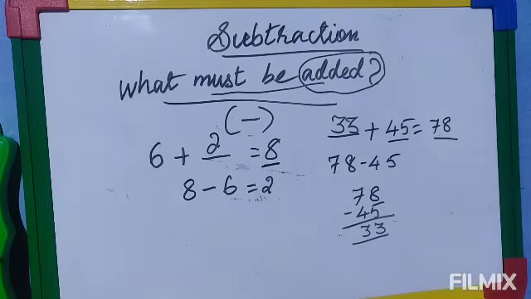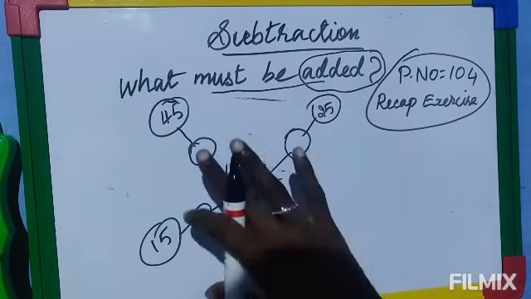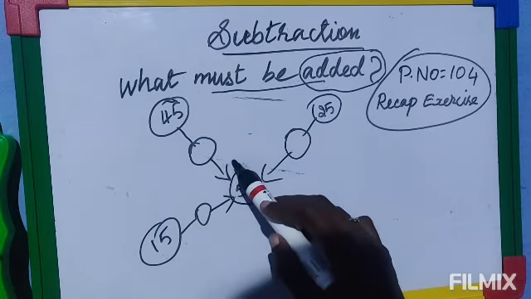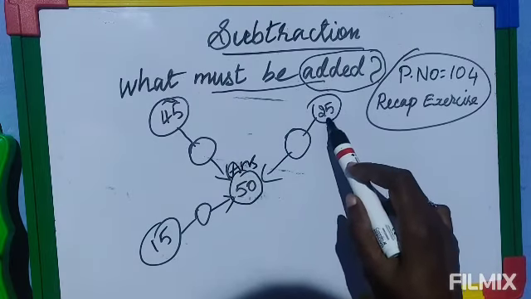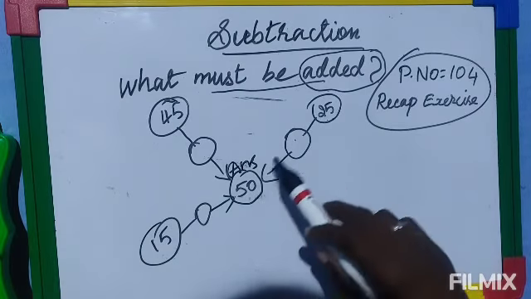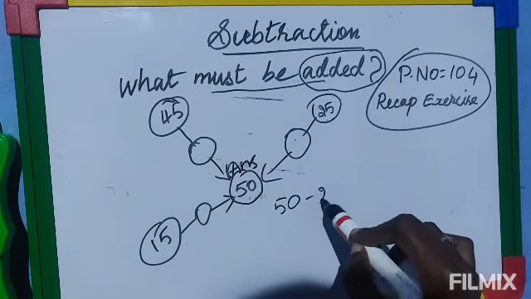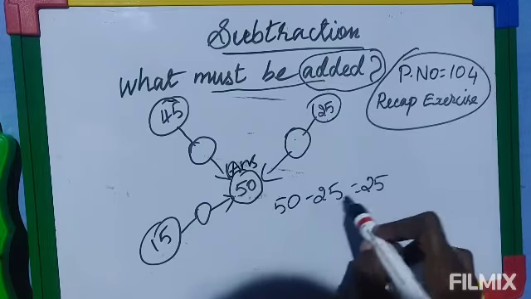It's given like this in the recap exercise. I will give you only one example, then you can do the rest. Here in page number 104, recap exercise, it is given like this. I have not given the full sum, just one side. So this must be the answer, and here this number is given. With this number, which number if you add, you will get 50? In these two numbers, which is the bigger number? 50. So from 50 you have to minus the smaller number, 25. If you minus, you will get 25. You minus and check, you will get 25.